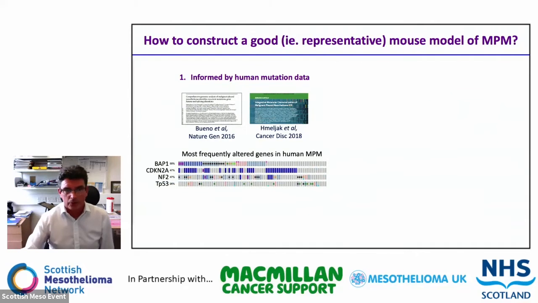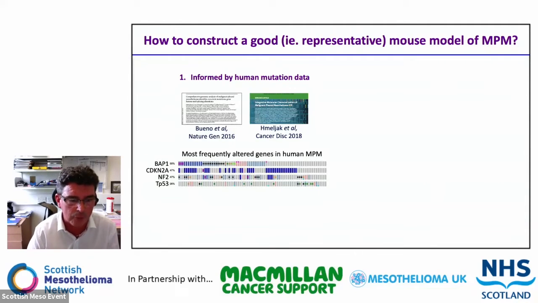And so in thinking about how to construct a good mouse model of malignant pleural mesothelioma, we incorporated three elements in our thinking to guide how to generate these models. And first and foremost, we felt that it was crucial to be informed by the human mutation data. And so in recent years, we have seen a couple of really comprehensive, really elegant studies that have looked at the deep molecular features of human mesothelioma and identified the mutations that occur most frequently in human patients.